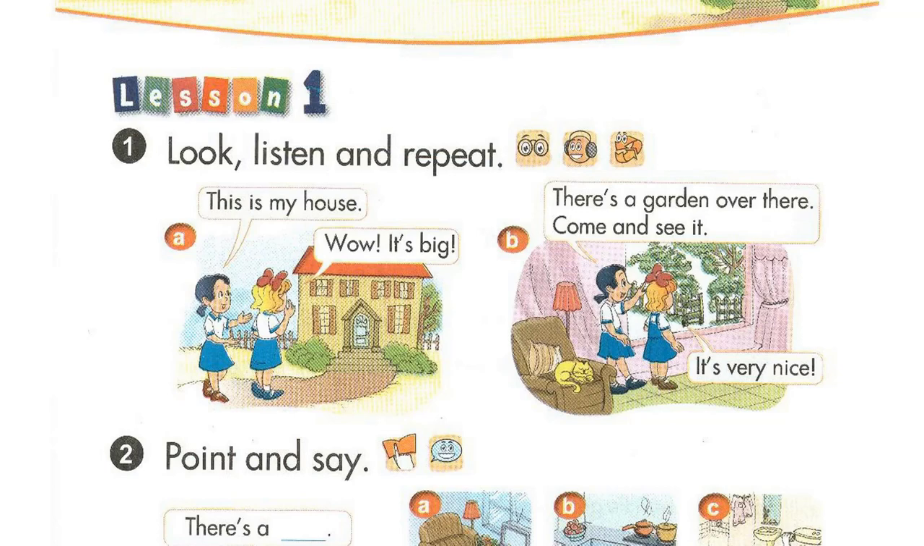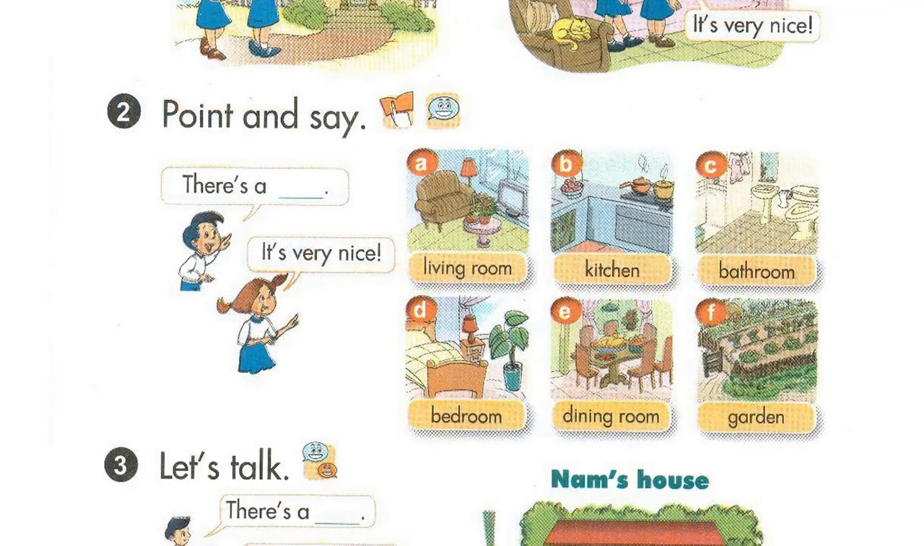A. This is my house. Wow! It's big! B. There's a garden over there. Come and see it. It's very nice. Activity 2. Point and say. There's a living room. It's very nice.